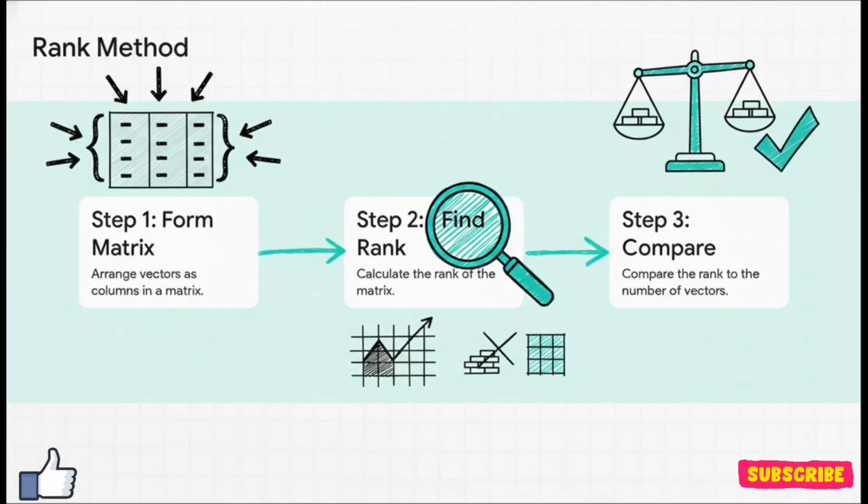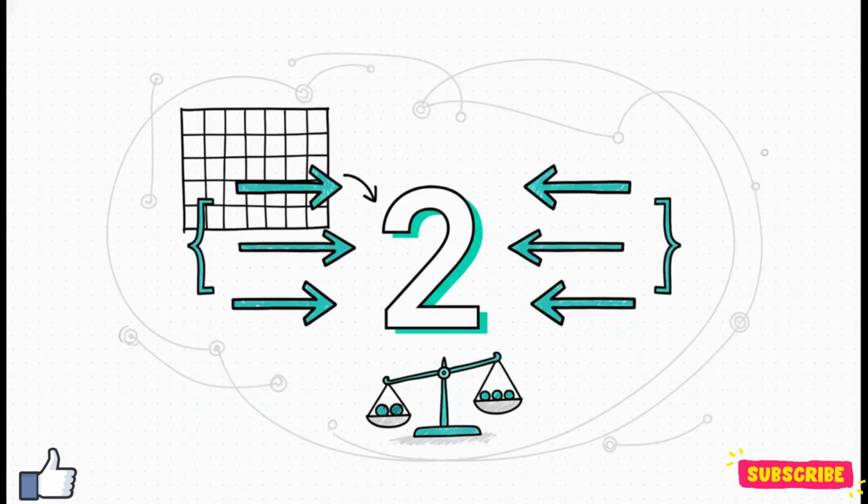Now, let's walk through the steps, and you'll see it's pretty familiar. Step 1 is the same. Pop your vectors into a matrix as columns. Step 2, instead of finding the determinant, you calculate the matrix's rank. And now, for the final most important step. You simply compare that rank to how many vectors you had in the first place. Let's make that real for a second. Let's say you start with 3 vectors. You put them in a matrix, you find the rank, and the answer is 2. Well, since 2 is less than the 3 vectors you started with, you know immediately they are dependent. It really is that straightforward.